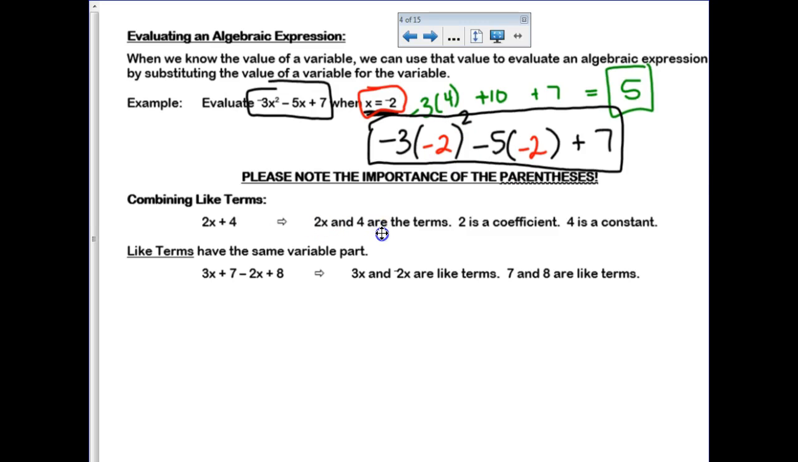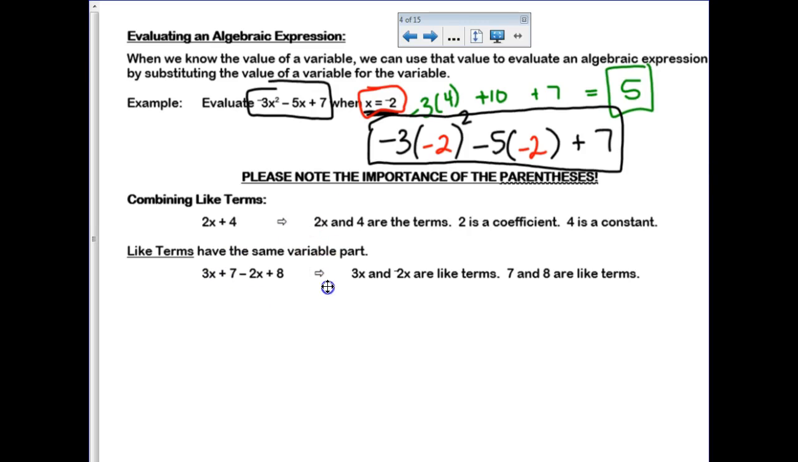A little more vocab here. We have 2x plus 4, that is an algebraic expression. 2x and 4 are the two different terms in that binomial. 2 is called a coefficient. So if you have a number in front of a variable, it's called a coefficient. And then 4 is called a constant. A constant would be a number in an algebraic expression that is constantly the same thing because there's no variable attached to it.